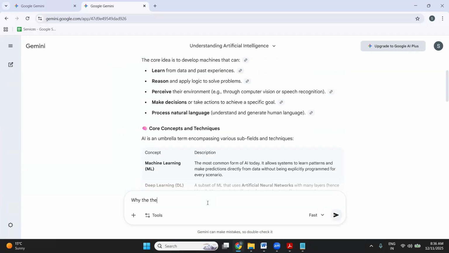Why did the theft happen yesterday, or let me read it. Why did Abraham Lincoln get killed when he was innocent? See, I have given some query.